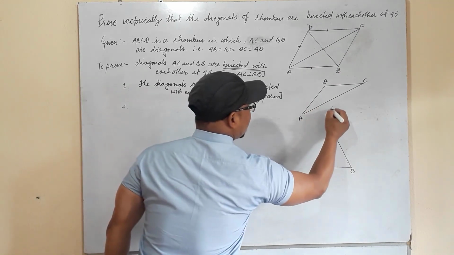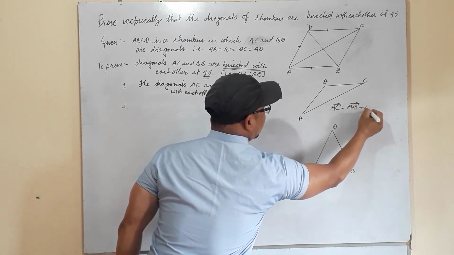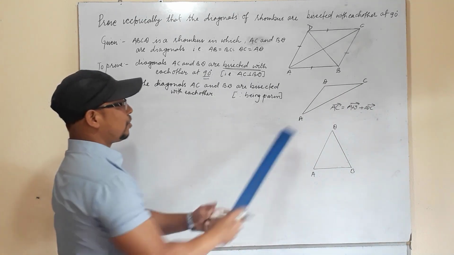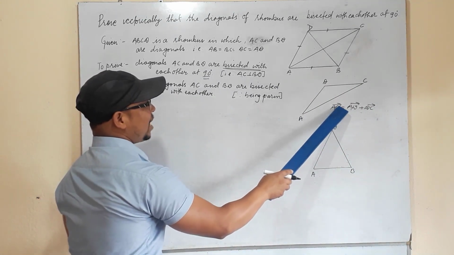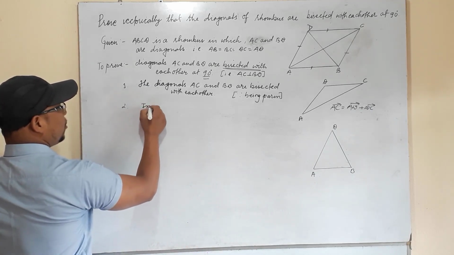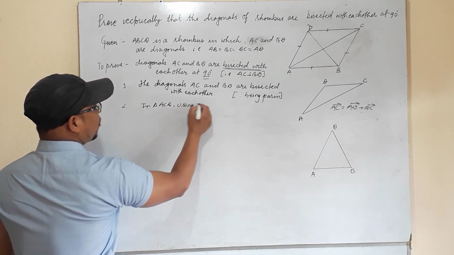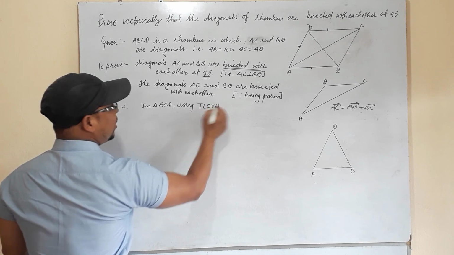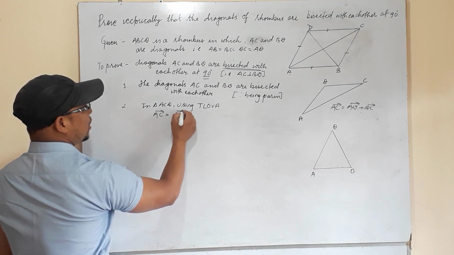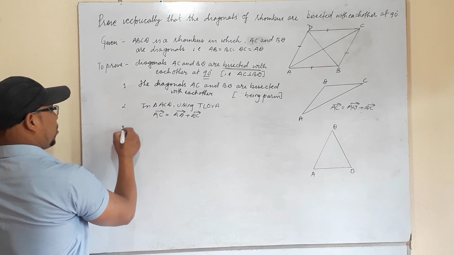So in this case, AC vector equals AD vector plus DC vector. Your starting point is A and the ending point is C. So let me write here: in triangle ACD, using the triangular law of vector addition, AC vector equals AD vector plus DC vector.